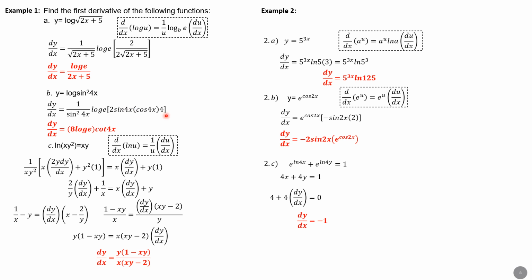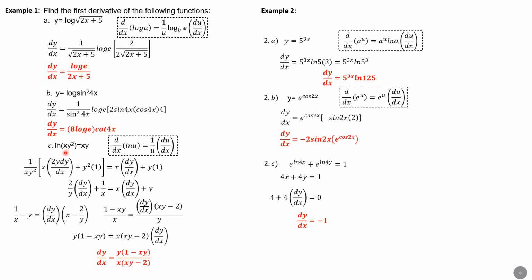So simplifying and cancel 1 sine 4x. So this is 2 times 4, 8. Then log of e. In the numerator is cosine 4x left. In the denominator, sine 4x. And cosine 4x over sine 4x is cotangent of 4x.